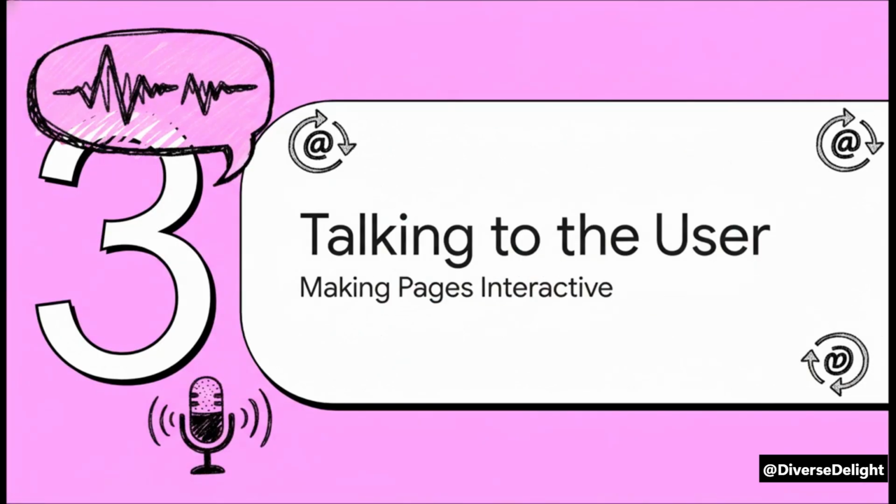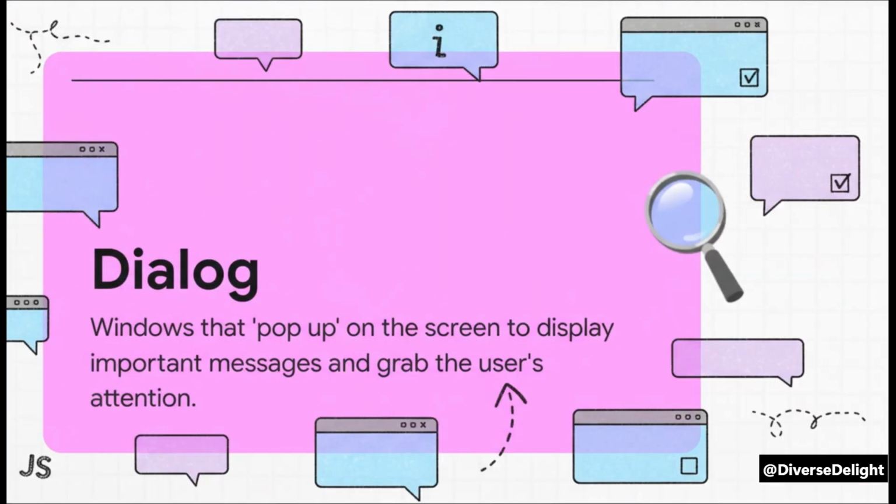All right, so we've managed to make a web page talk. That's awesome. But what if we wanted to listen? This is where things get really, really cool. We're now going to make our page truly interactive by starting a real two-way conversation with the person using it. And the tool for that is something called a dialogue. Now, you've seen these a million times. They're those little windows that pop up on your screen to give you an important message, or in our case, to ask you to type something in.